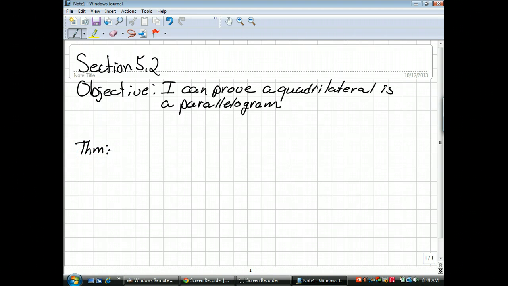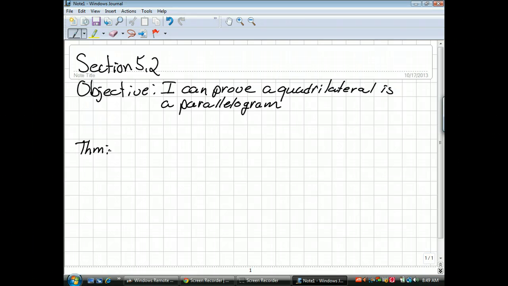So our first theorem uses the converse of one of the theorems that we learned yesterday. Remember that if a quadrilateral is a parallelogram, then both pairs of opposite sides must be congruent.